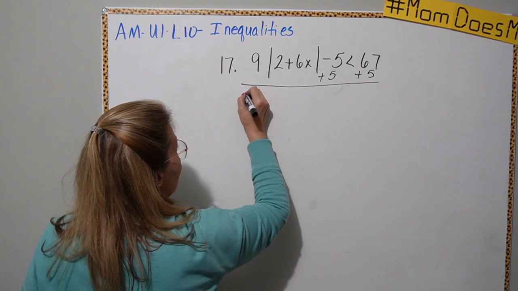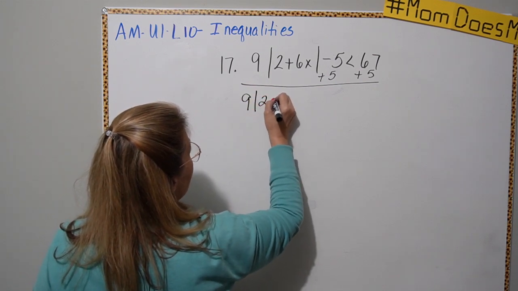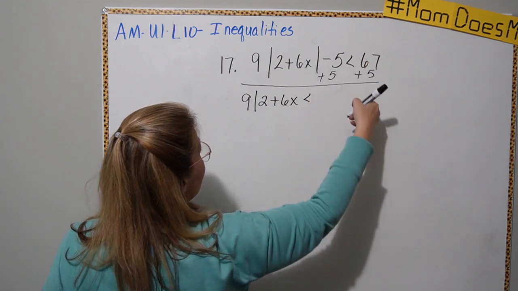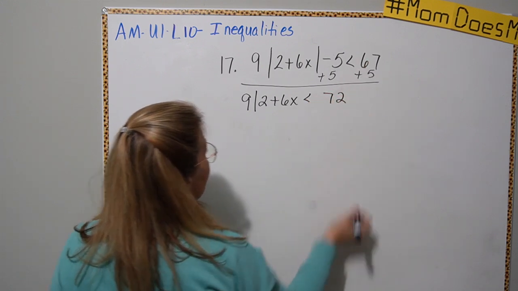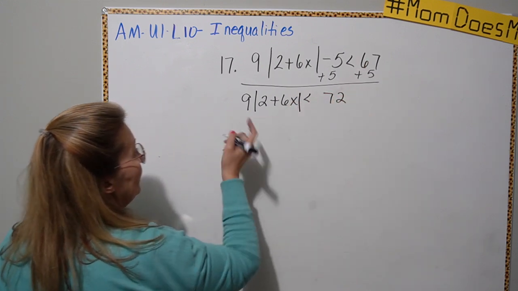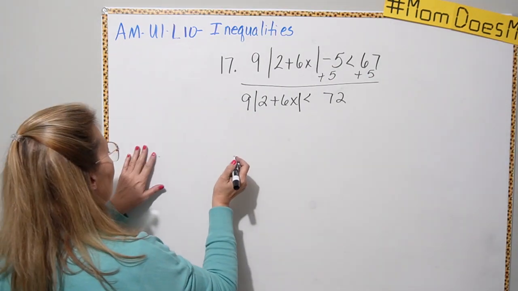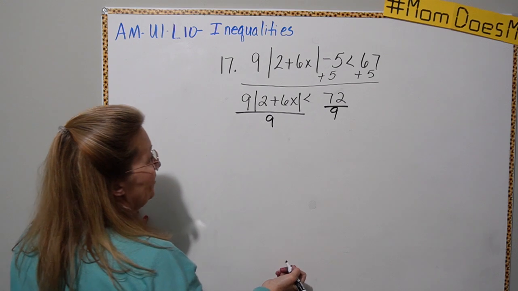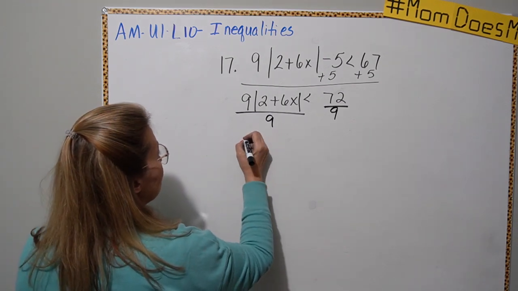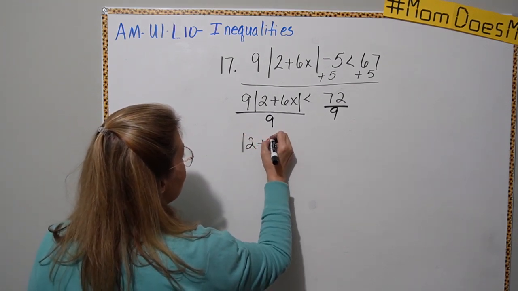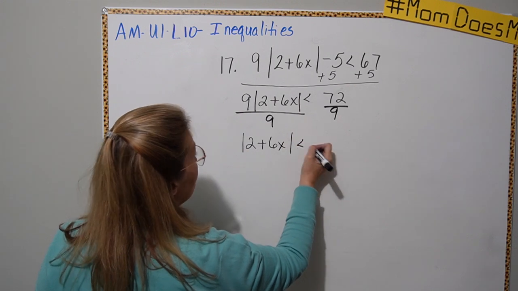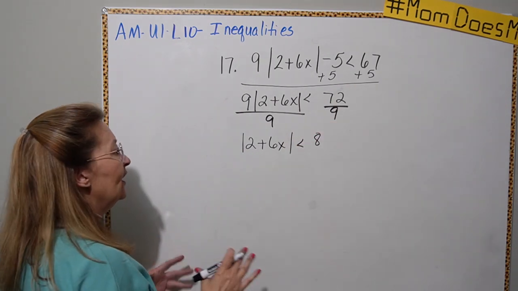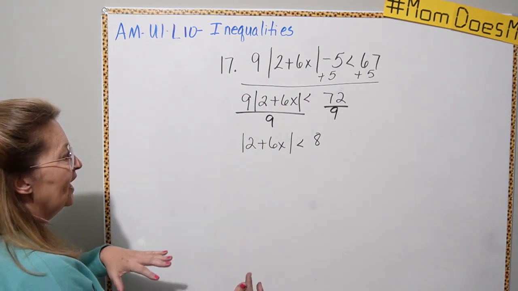So now I have 9 times the absolute value of 2 plus 6x is less than 67 plus 5, which is 72. So now I need to get rid of the 9. It's joined by multiplication, so I'm going to divide both sides by 9. Now the 9's cancel out, so I have 2 plus 6x, absolute value, is less than 72 divided by 9, which is 8.